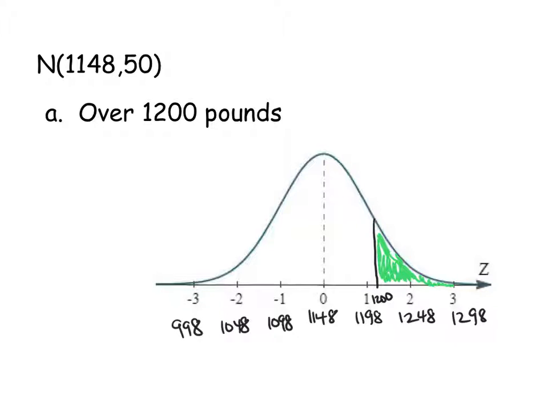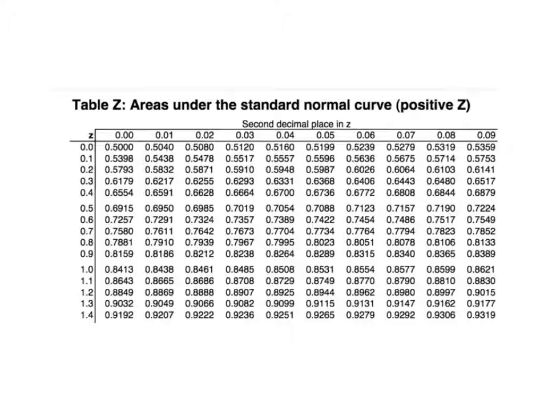So to do this, if I'm doing this by hand, I'm going to use the normal z-score table that's in the back of our book. So let me show you what that table looks like before we go further. Okay, this is what the normal table looks like.